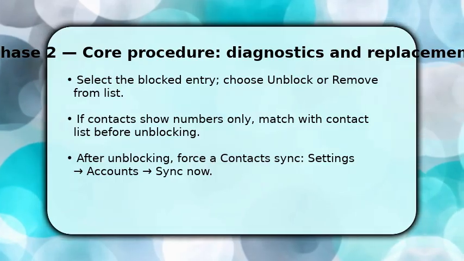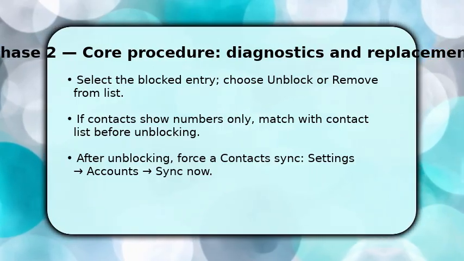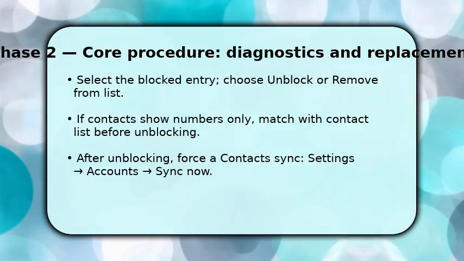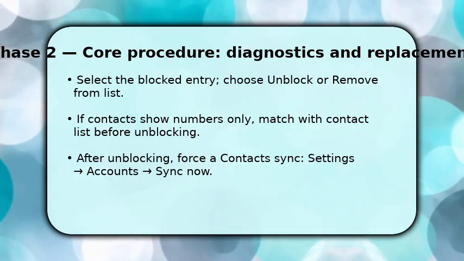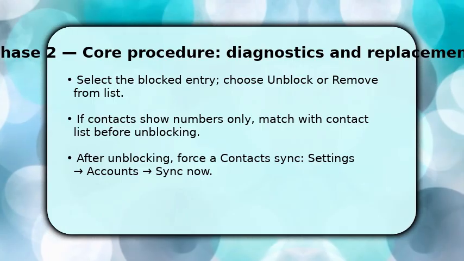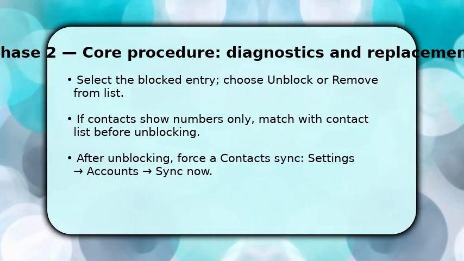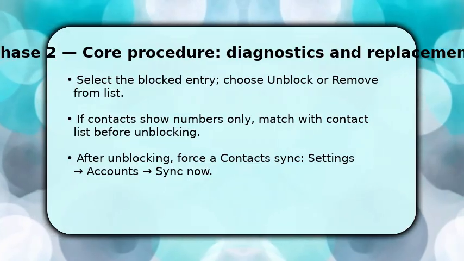Once you unblock, check the Contacts app to ensure the number maps to the correct name. If not, edit the contact so future calls show ID. Next, force a sync with the account to propagate changes across devices. Make sure to wait a few seconds, and then refresh the app. This guarantees the unblock is recognized by cloud services.